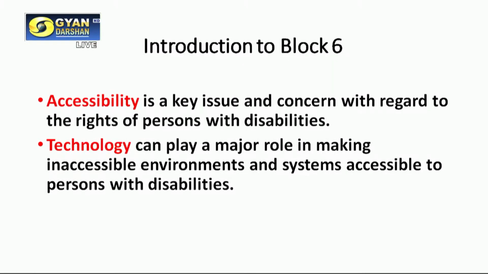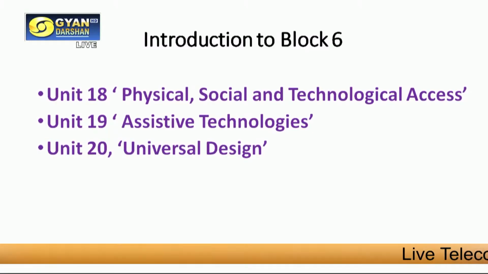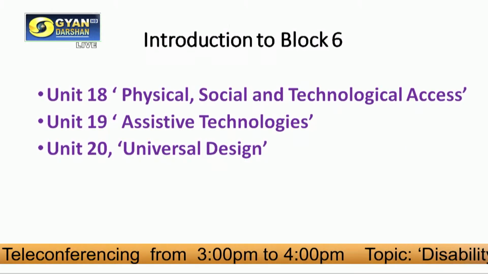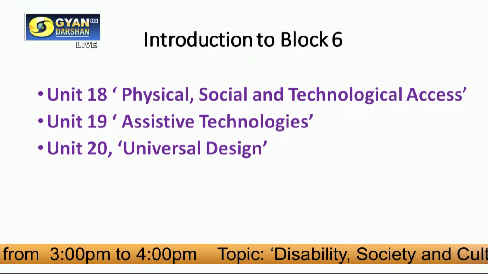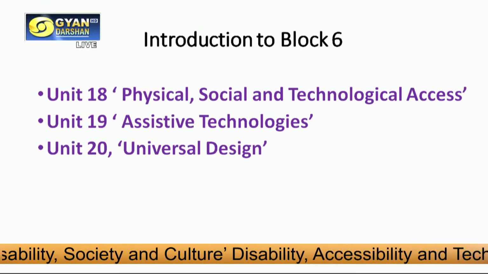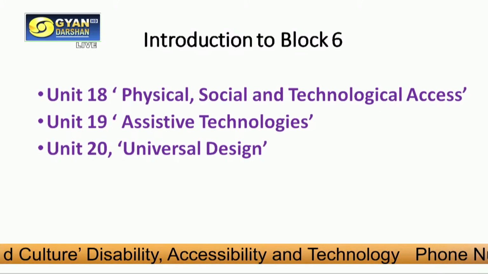Now, we also will be exploring how technology can play a major role in making inaccessible environments and systems accessible to persons with disabilities. So let's look at the three units of this particular block. Unit number 18, which we will be discussing in the first part of the program, is titled Physical, Social and Technological Access. Unit 19 speaks of assistive technologies, and Unit 20 speaks of universal design. Now, we'll amplify the meanings of these terms as we go along.